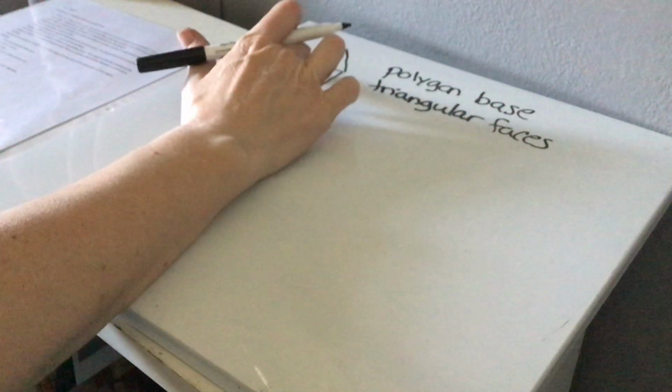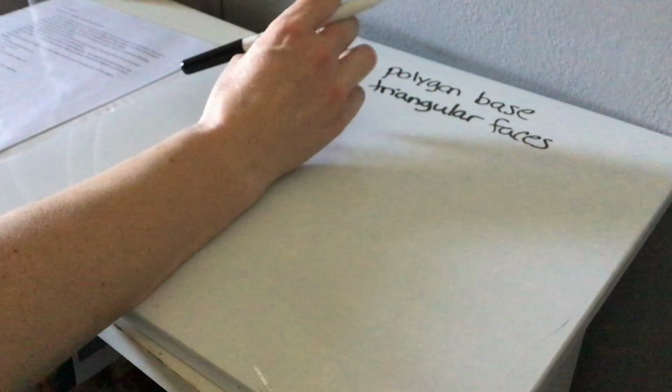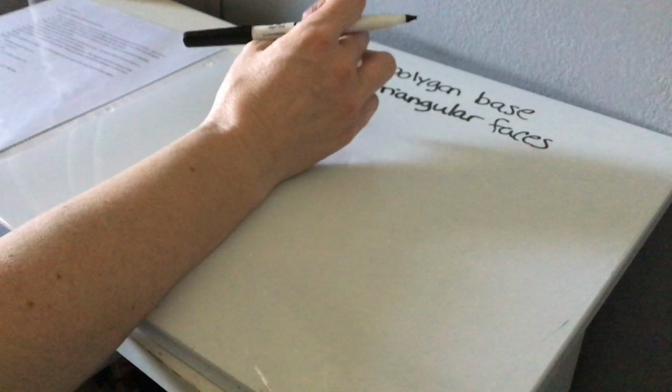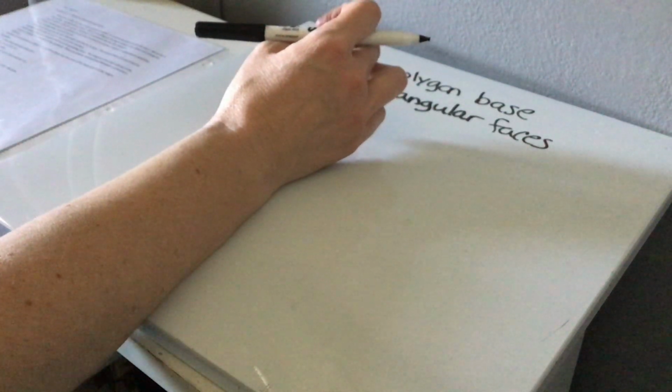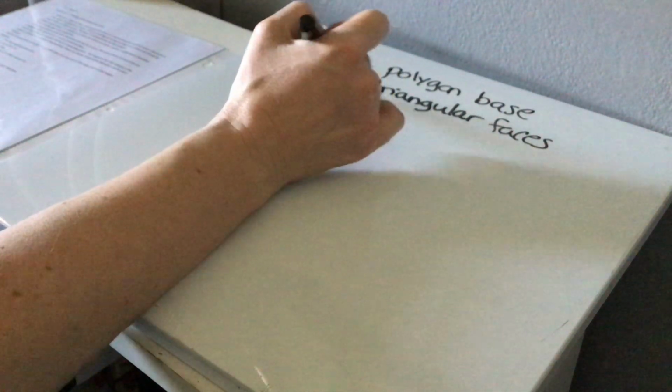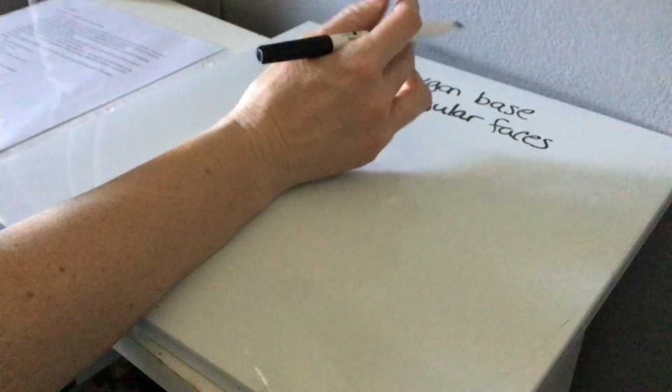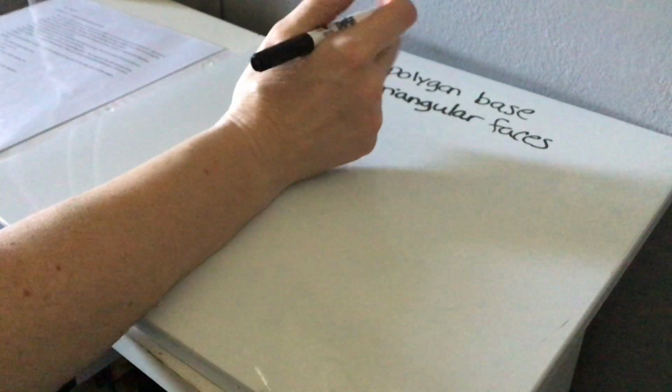And the base of this pyramid can be any polygon. So it can be a square, a rectangle, a parallelogram. It could be a pentagon, okay? But it's just some polygon. And then the faces are all triangles.